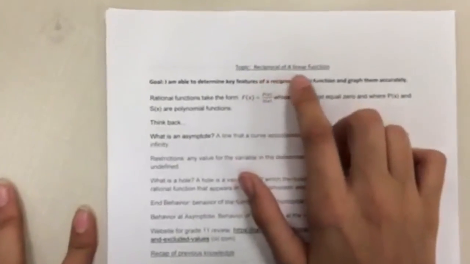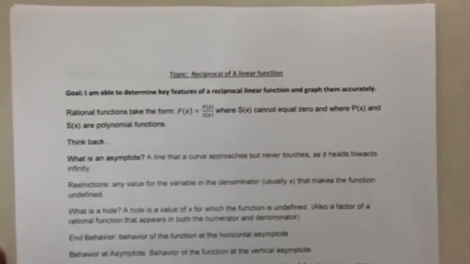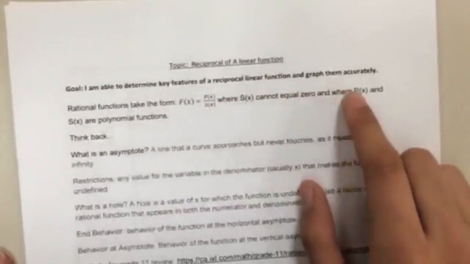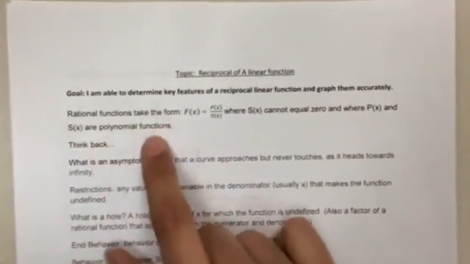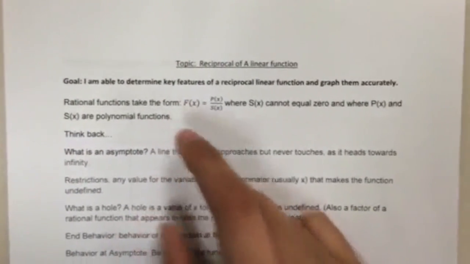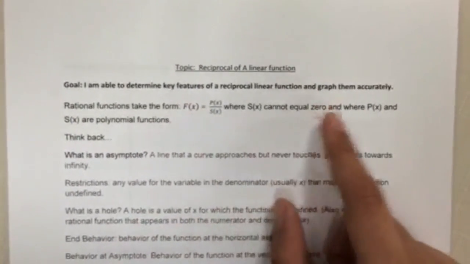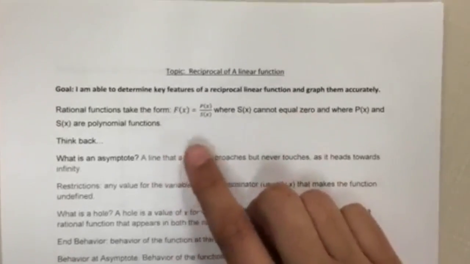So let's get right into it. Our topic is reciprocal of a linear function. Our goal is to be able to determine key features of a reciprocal linear function and graph them accurately. Rational functions take the form f(x) equals p(x) over s(x), where s(x) cannot equal 0, and where p(x) and s(x) are both polynomial functions.